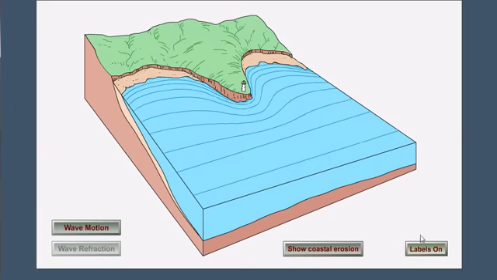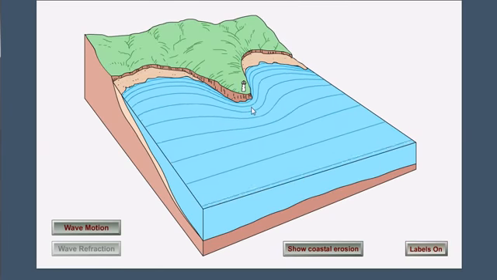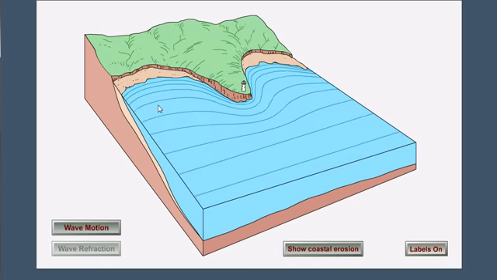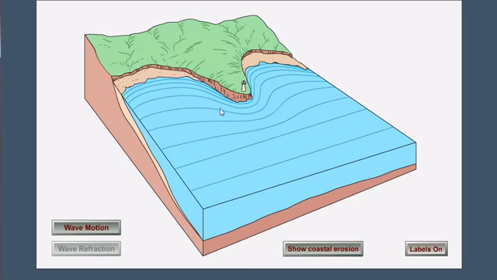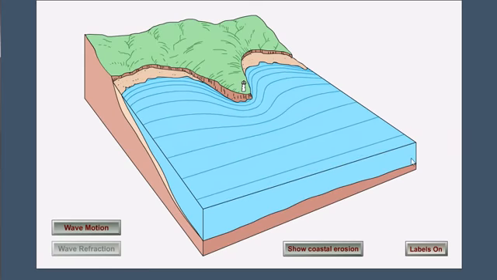For example, in this animation, you can see the waves in deep water are approaching straight, but they're going to slow down in the shallow water near the headland here, but still go fast in the deep water in the bays on both sides. And that causes the waves to bend and wrap and conform somewhat to the shoreline. That's what refraction is.